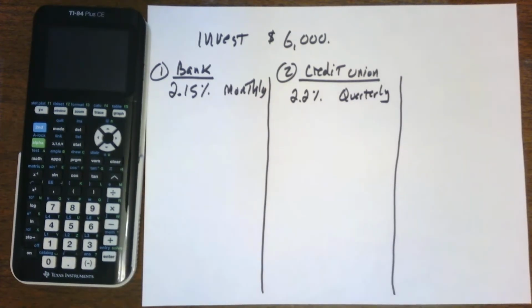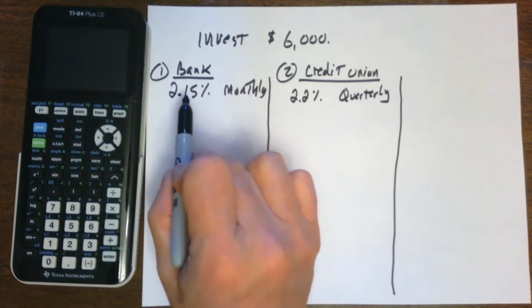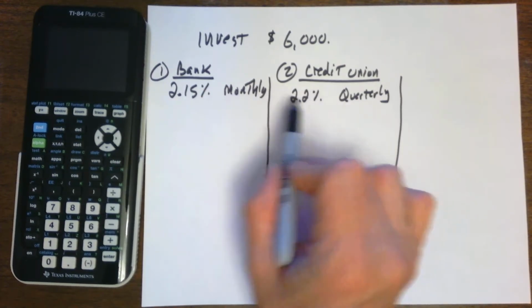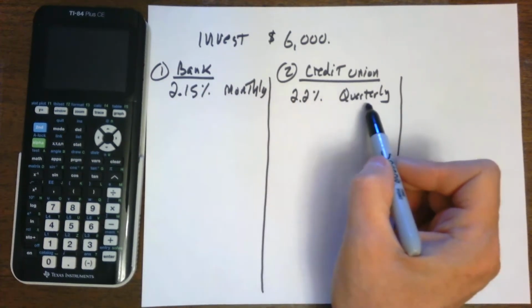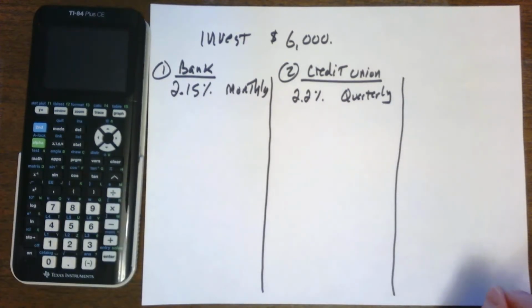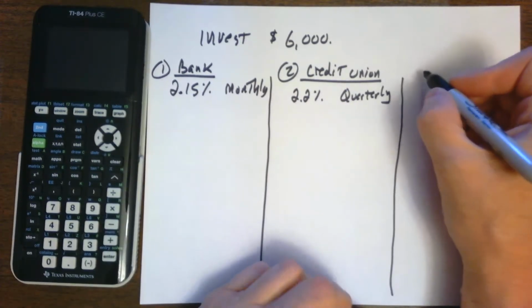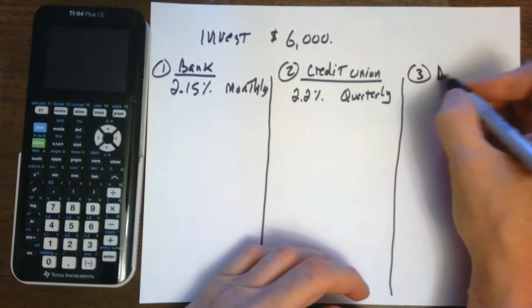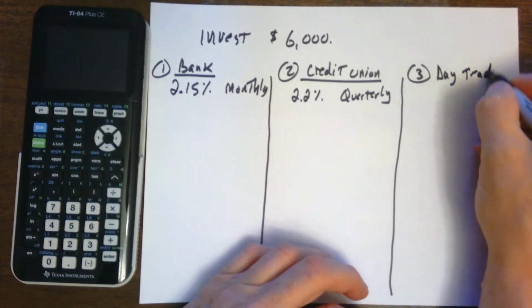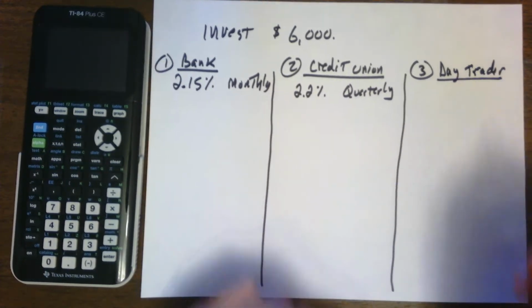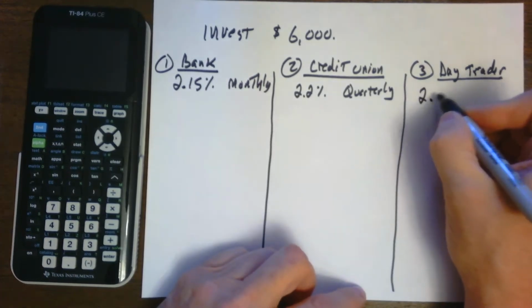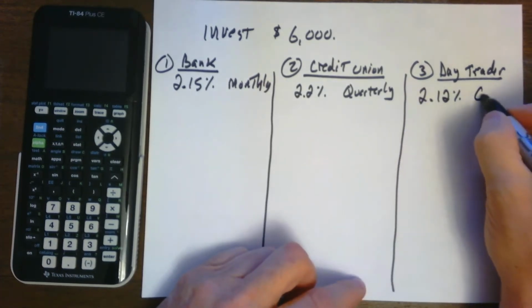Oh gosh, straight away we can see the issues here. 2.15% is a lower rate, but monthly the compounding will take place 12 times a year. 2.2% is a better rate, but quarterly means it's only going to be 4 times a year. Which is the better investment? Well, after this I go to a day trader that will invest my money, and the day trader tells me that they will give me 2.12% compounded continuously.